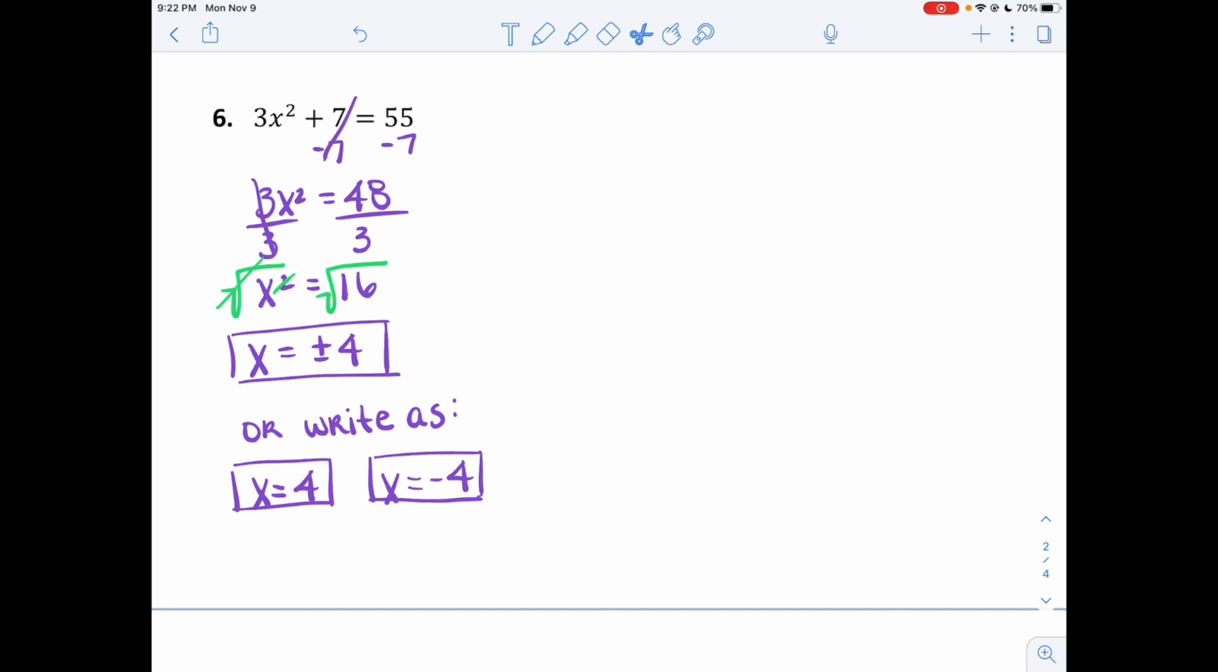Remember that the squared and the square root cancel each other, just leaving me with an x, and that we need to consider that it could have been two positive 4s or two negative 4s that multiplied together to give us 16. You could alternatively write this as two separate pieces, x equals 4 and x equals negative 4.